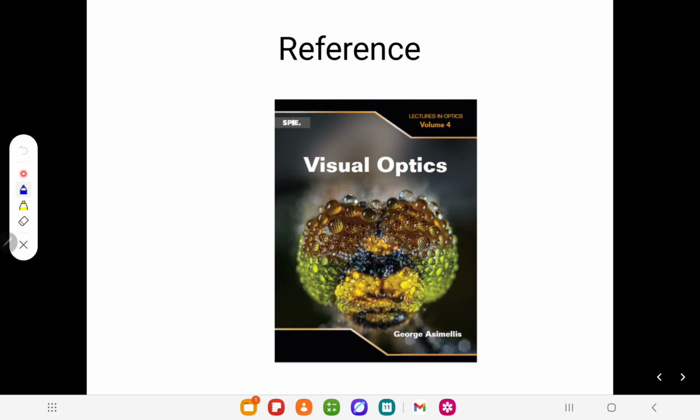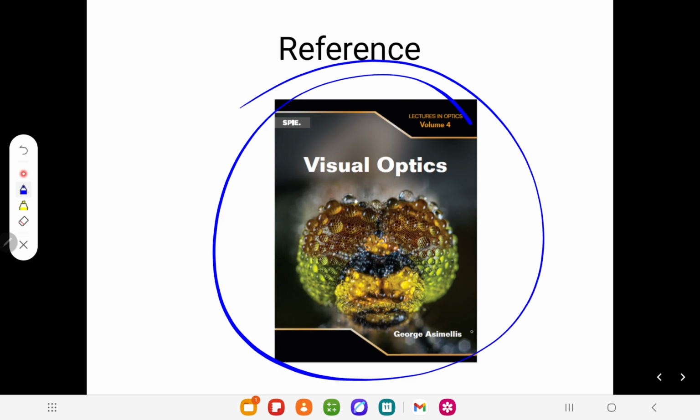Okay. So finally, as always, one of my favorite authors is Professor Dr. George Mary's Visual Optics book. This is the reference.